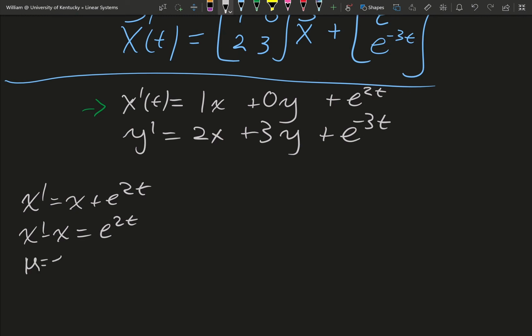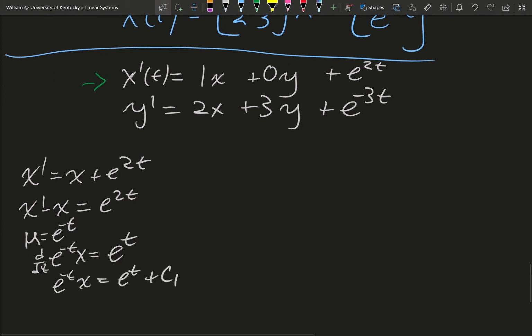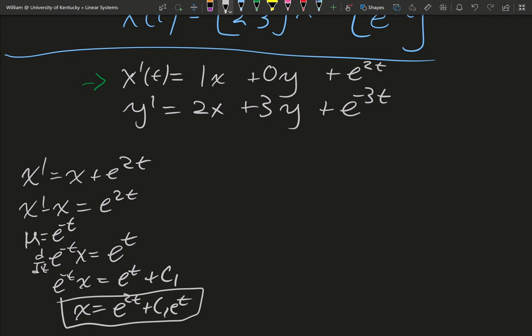Our integrating factor is e to the -t. We integrate both sides. So e to the -t x equals e to the t plus c1, or x equals e to the 2t plus c1 e to the t.